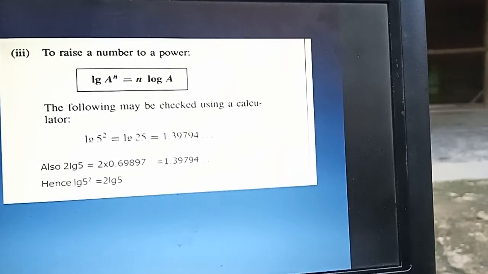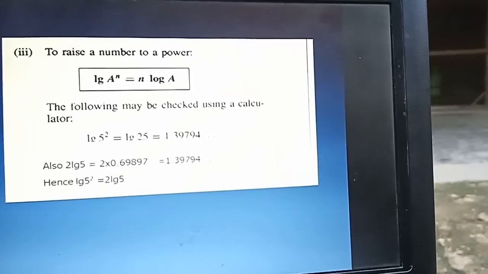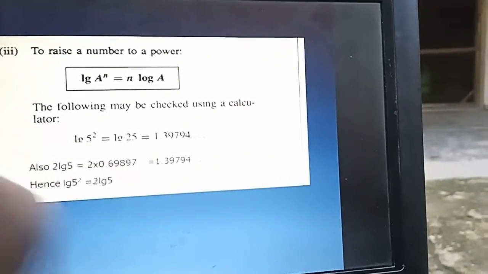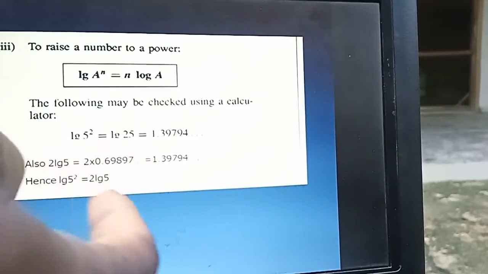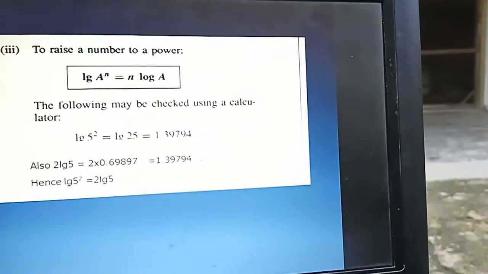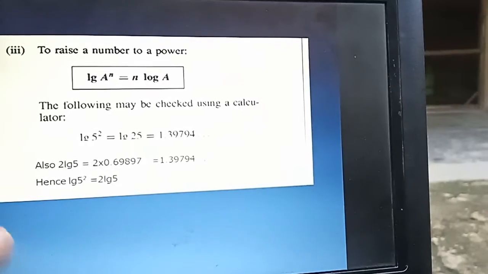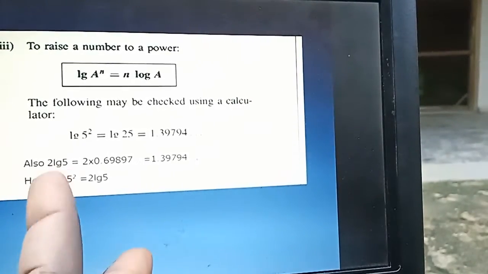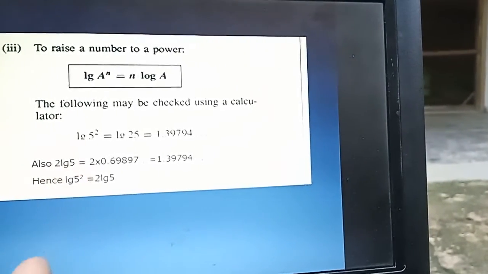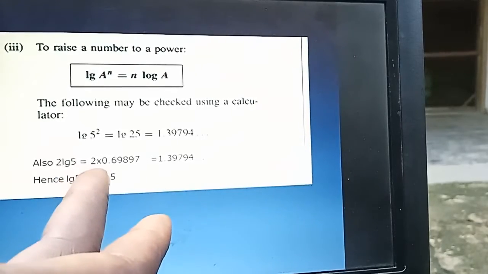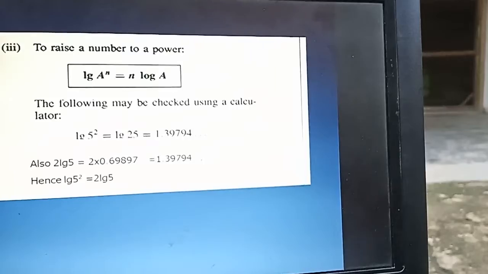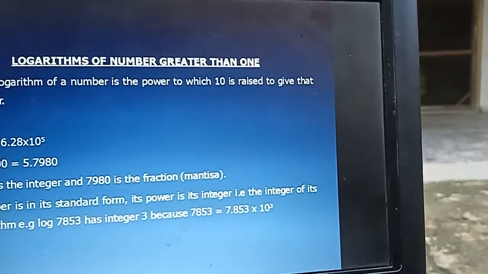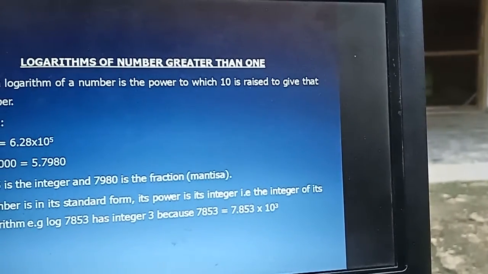Also 2 log 5, it will give you this. Because you press log 5, it will give you this, then times 2, it will give you 1.39794. Hence, log 5 squared, 5 to the power of 2, is the same thing as 2 log 5. Is that clear?